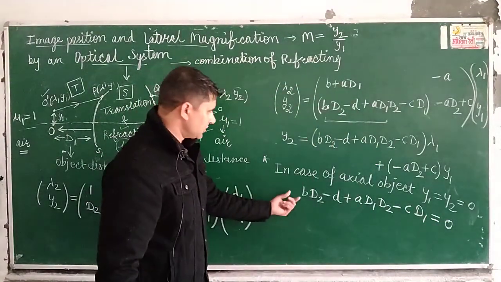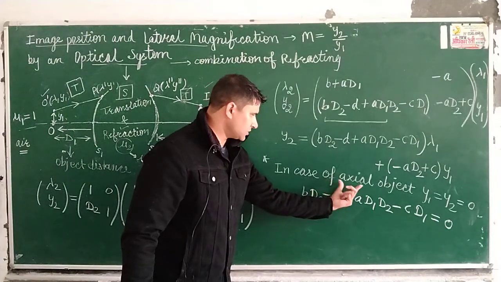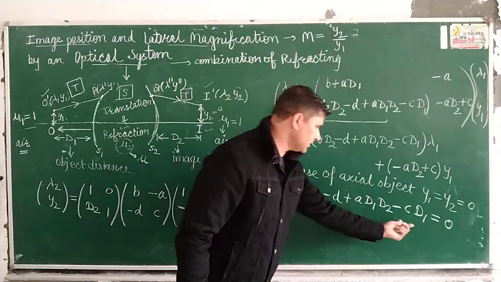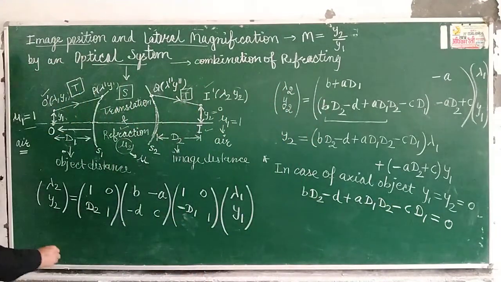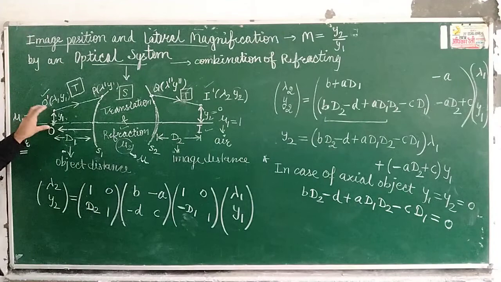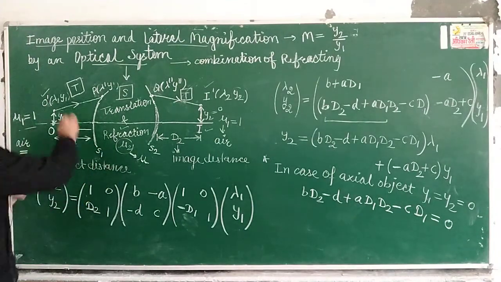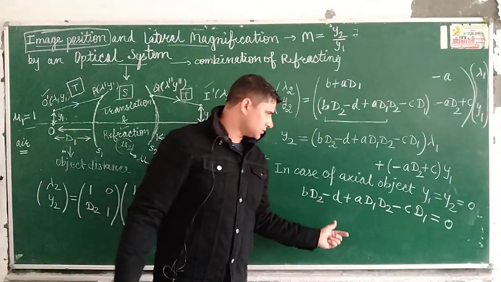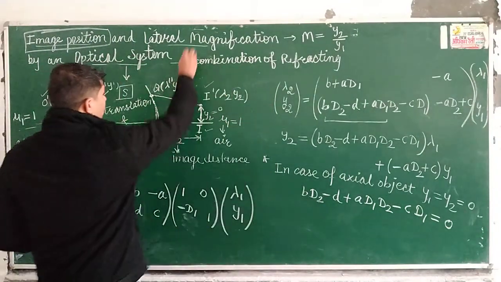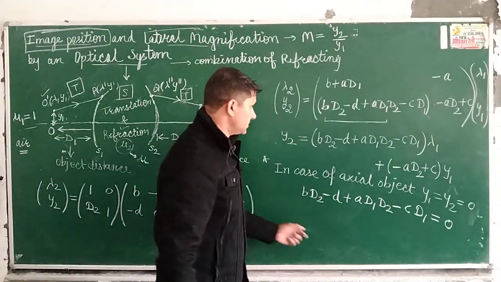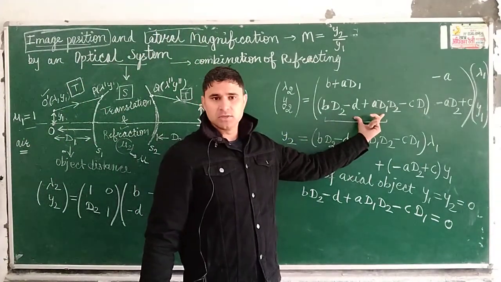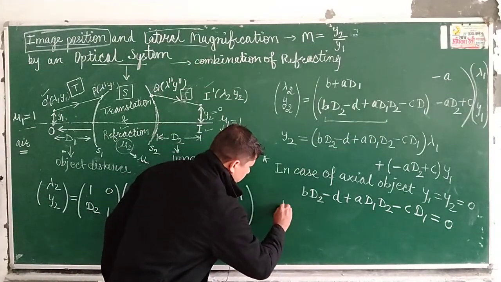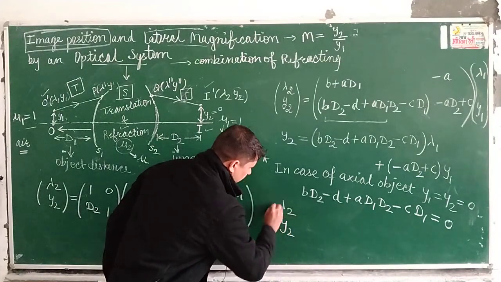So from here, for this particular position of the object, you can establish the relation between d1 and d2, and d1 and d2 are the position of image and object with respect to refracting surfaces. So one of the tasks we have solved here, we have calculated the relation between the image position and object position. Now we are to find a general matrix, and the general matrix can be obtained by putting this element equal to 0. So the general matrix will be equal to lambda 2 y2.